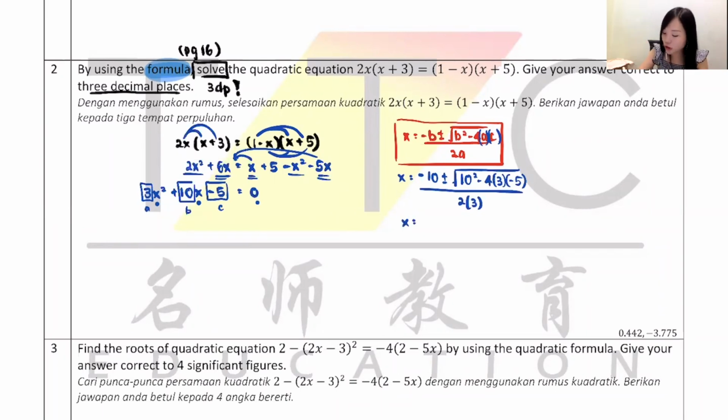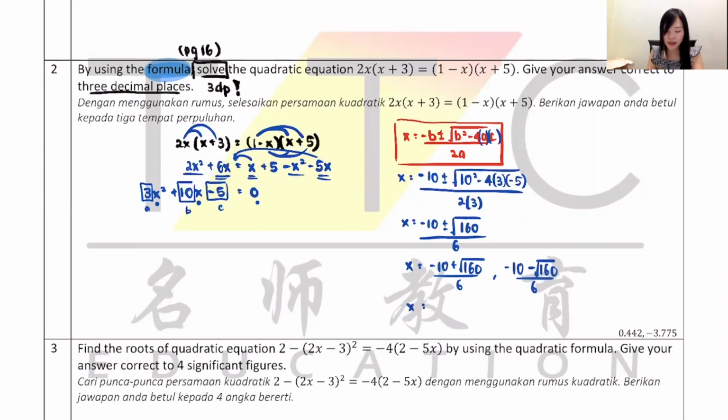So press calculator. Negative 10, plus minus, square root. 2 times 3, isn't it 6? So inside the square root, let's press calculator. Don't copy too slow. 10 squared minus 4, bracket 3, bracket negative 5. So you press every single thing in the square root. Do you guys get 160? So what is my answer now? Press both, my dear. 1 is plus, 1 is minus.